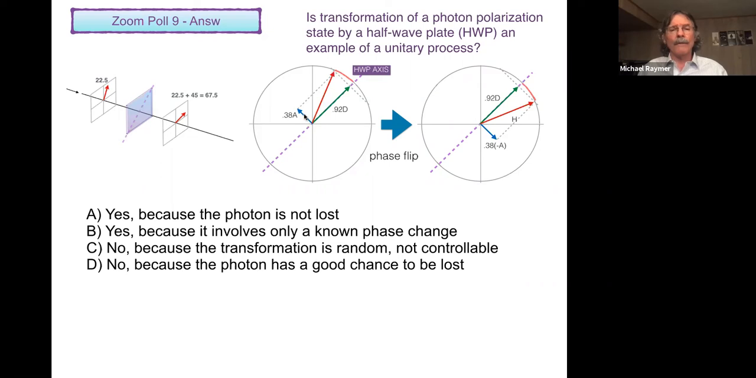Then I just go through the wave plate, it just does a phase flip. So the plus 0.38A becomes minus 0.38A. I add those up together and end up with the final state. So it's only a phase change. And a pure phase change is, as long as you know what that phase change is, then you can still use quantum probability to predict the outcomes. And you can see this really is a type of interference. You can say here, the green arrow, oh, I'm sorry, it's not interference. It's quantum superposition. The green arrow is superposed with the blue arrow to make the red arrow. It's not interference because there's only one way to get through here.